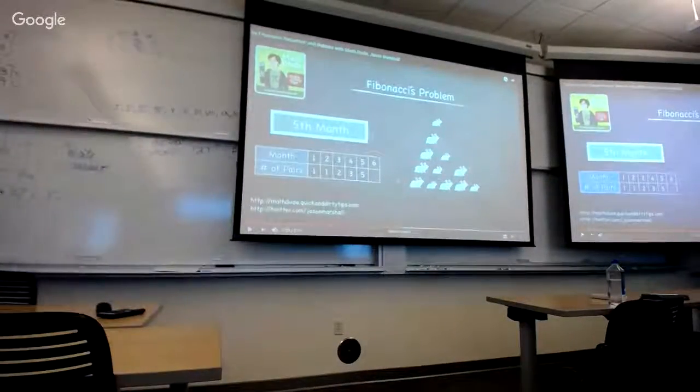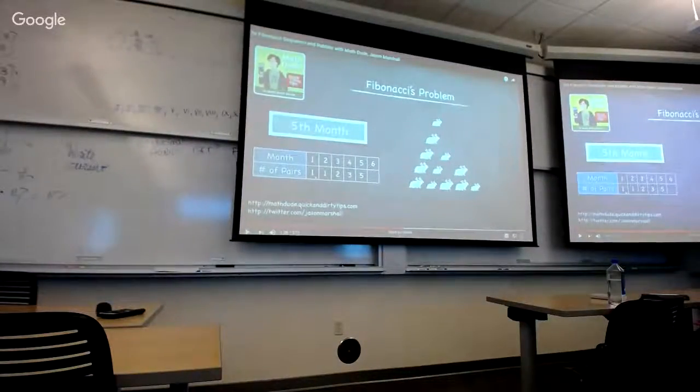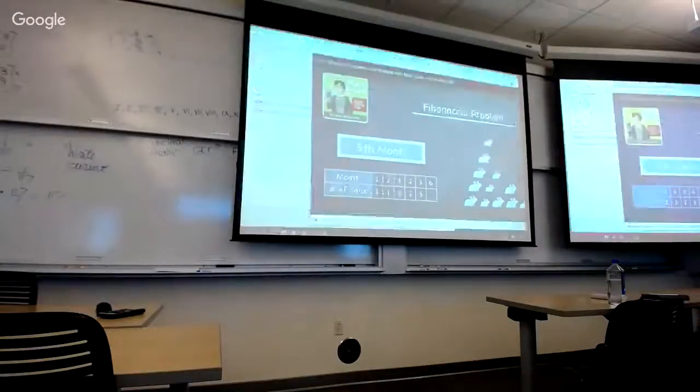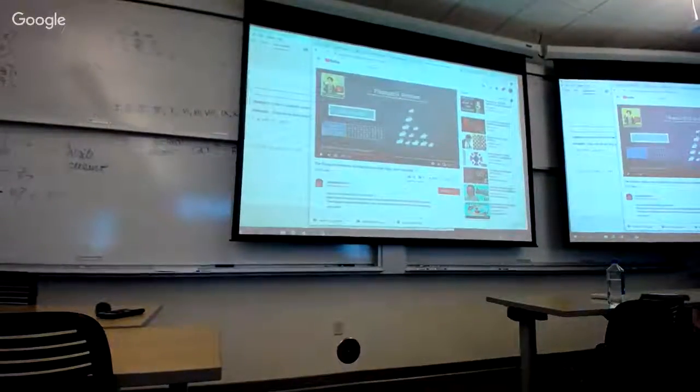Do you see the numbers that they're producing? 1, 1, 2, 3, 5. That is the Fibonacci sequence. And so this was the math problem in his book. Let's see if I can actually find it.